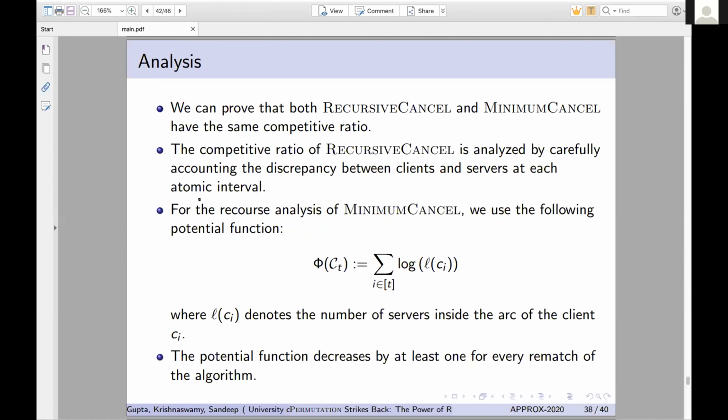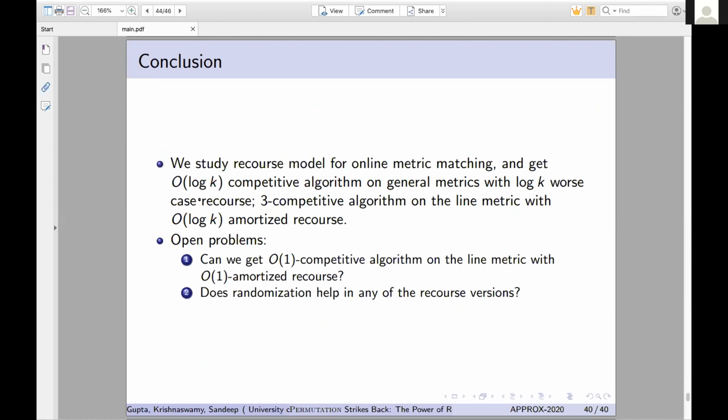Yeah, that's it. One interesting question is that, for our algorithm, we don't know if the same algorithm gives O of 1 recourse. So getting O of 1 competitive ratio and O of 1 recourse online is, I think, a very interesting open problem. Yeah, that's about it, and if you have any questions.